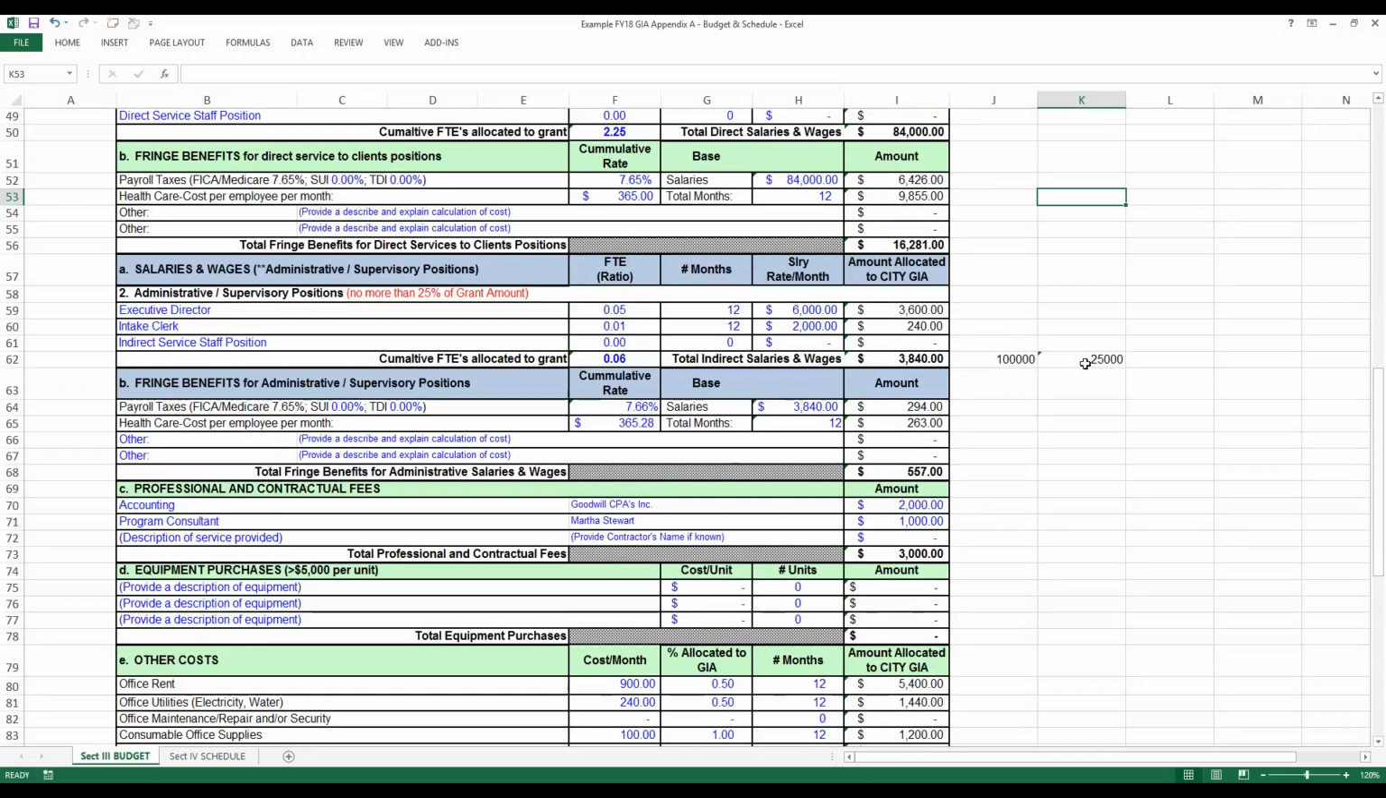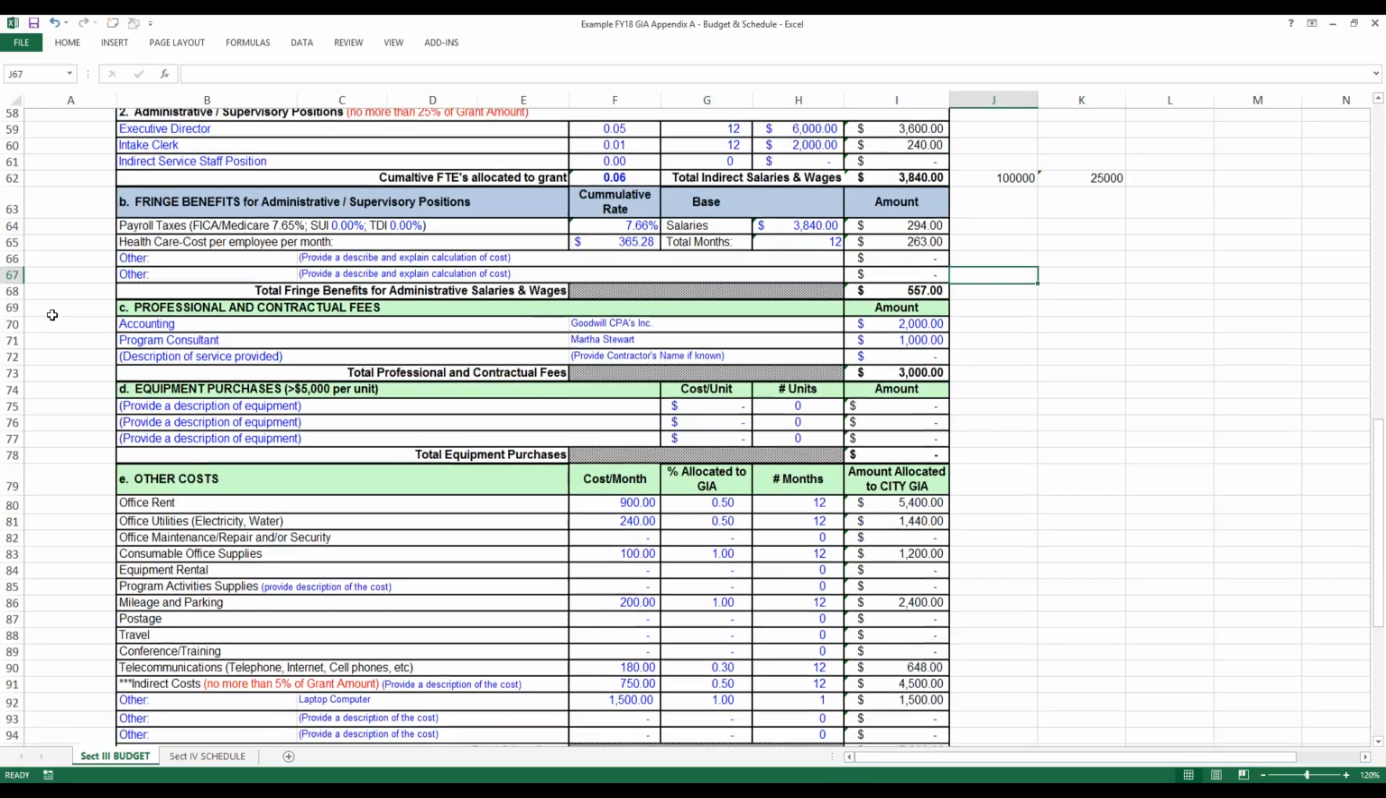We're going to scroll down. Okay, same concept when you're filling out information on the positions for administrative staff and supervisory staff. Same thing, list your positions, FTE ratio, number of months, gross salary. The formula will calculate the allocated amount to GIA.